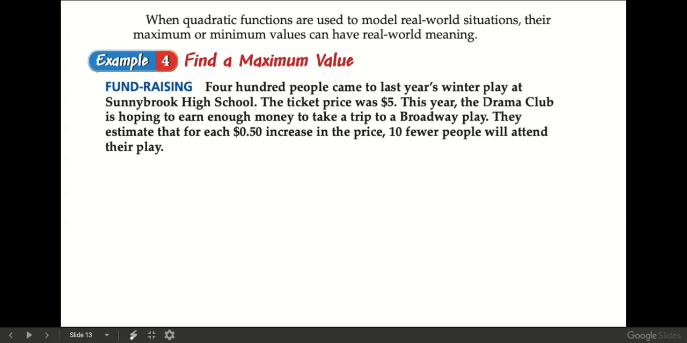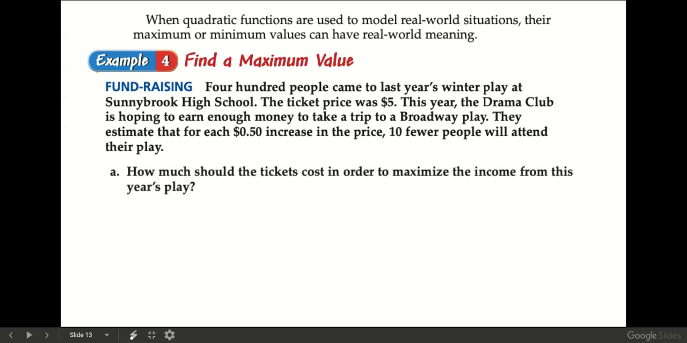This year, the drama club is hoping to earn enough money to take a trip to a Broadway play. They estimate that for each 50-cent increase in the price, 10 fewer people will attend their play. So A, how much should the tickets cost in order to maximize the income from this year's play?